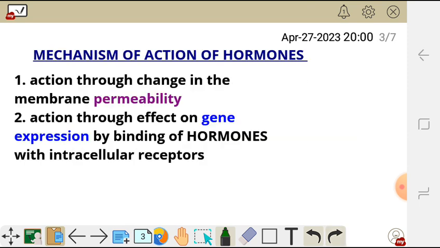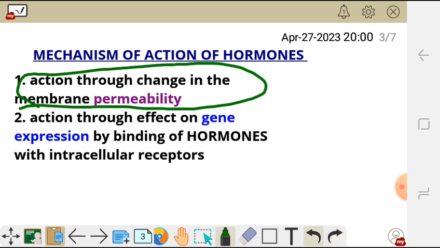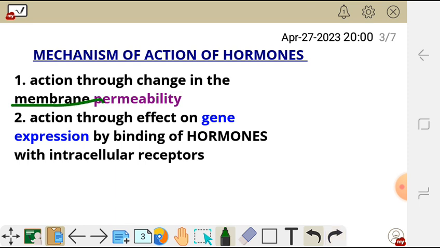So, mechanism of action of hormones. We have about 4 of them, but in this video I'm going to cover only 2 actions of hormones. The first one is action through change in the membrane permeability, and the second one is the action through effect on gene expression by binding of hormones with intracellular receptors. Let's look at the first one, the action through change in the membrane permeability. In this action, the hormone causes the membrane to become permeable to certain ion channels.